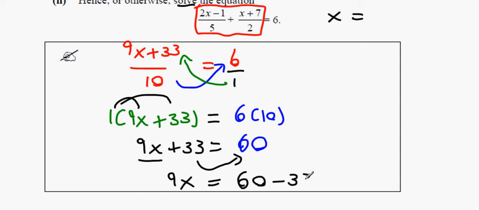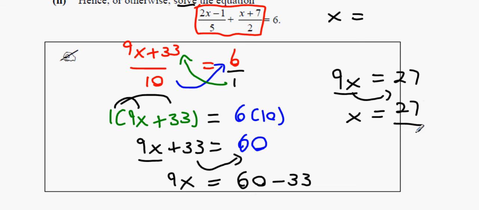Okay, so 60 minus 33, 9x must equal 27. Therefore, x equals 27 divided by 9, because the 9 is multiplication on the left side of the equal sign, which makes it division on the right side. Therefore, x has to equal 3.